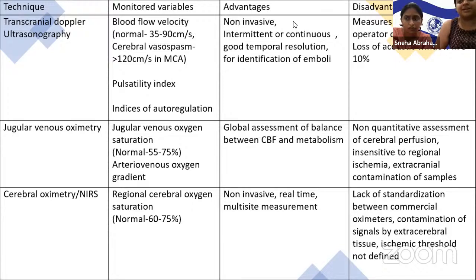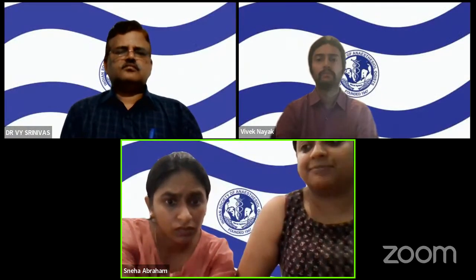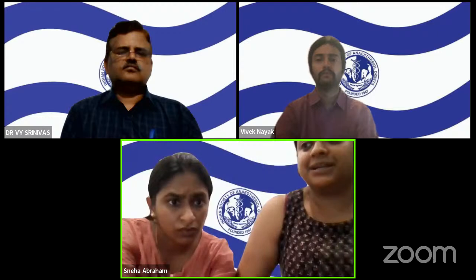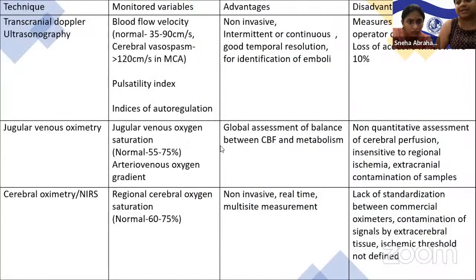The next one is the thermal diffusion flowmetry, which measures the regional cerebral blood flow. It measures the absolute cerebral blood flow in ml per 100 gram tissue per minute. The disadvantage is that it has a limited clinical experience and it is minimally invasive.